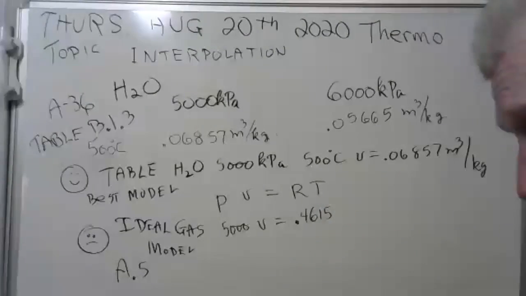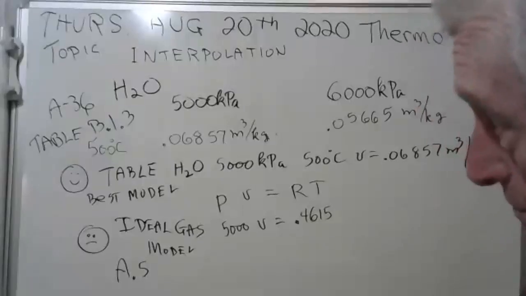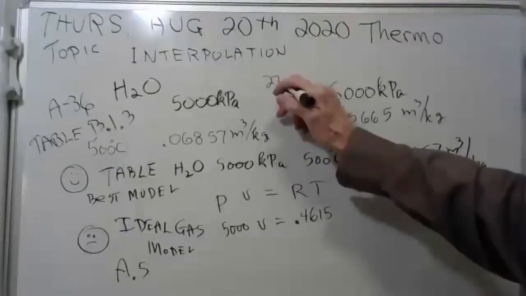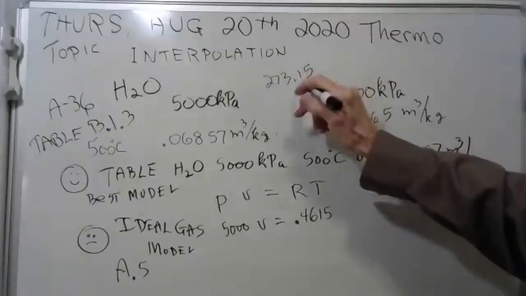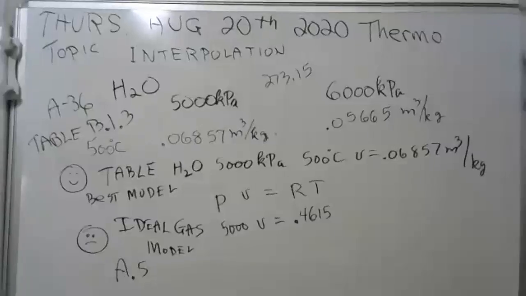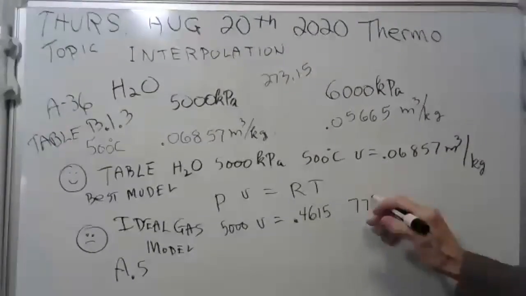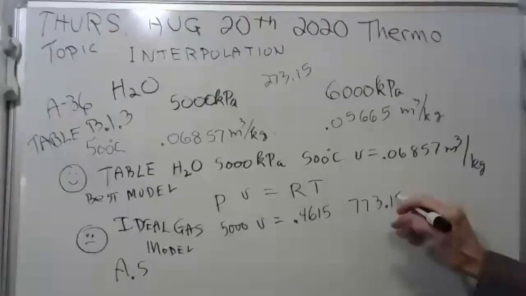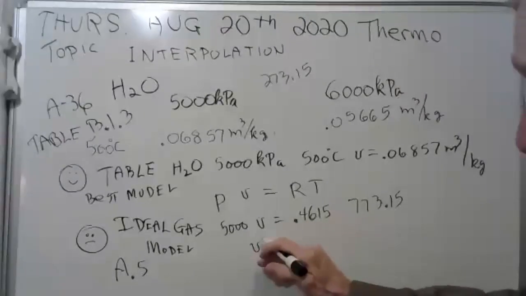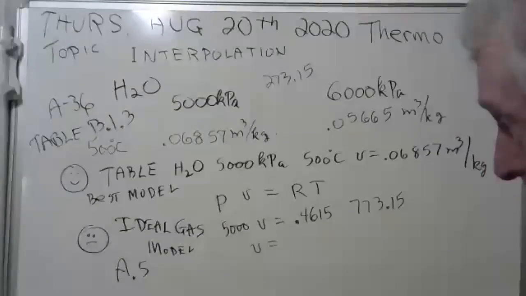But now here's the catch. The temperature's got to be in Kelvin. So you have to add 273.15. If you take 500 and add 273.15, what do you get? Is it 773.15? Did I do that right? I think so. And this will be the specific volume if you use the ideal gas model.